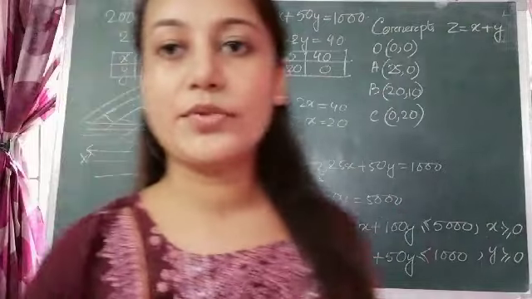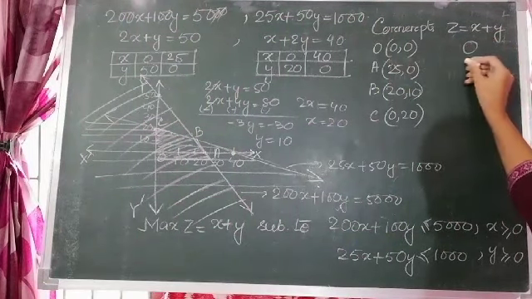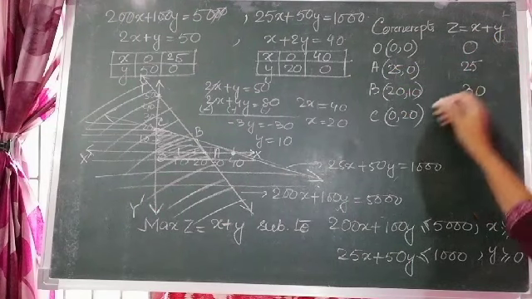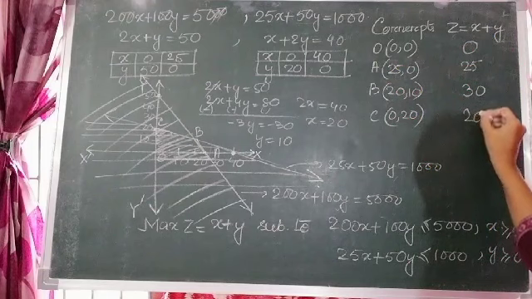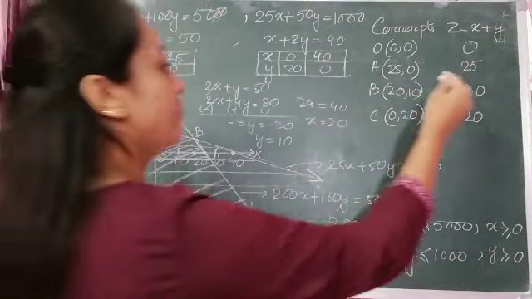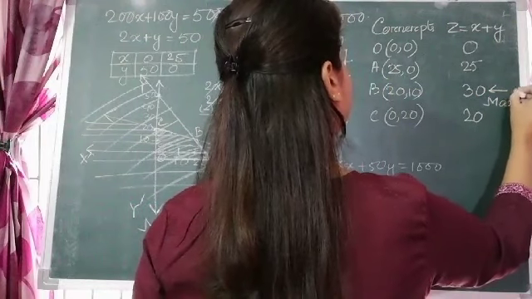Next we will find out the value of z. Substitute here. 0 plus 0 will be 0, 25 plus 0 will be 25, 20 plus 10 will be 30, and 0 plus 20 will be equal to 20. So you are given to find the maximum value of z. So what is the maximum value of z here? 30. 30 is the maximum value of z.